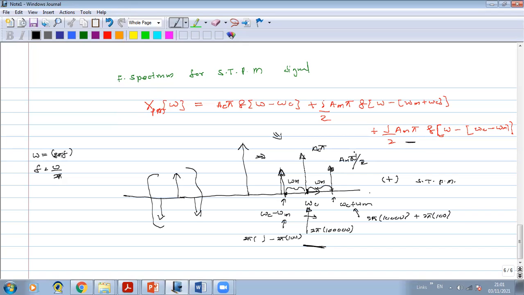Okay, I write it in omega, with respect to omega. This is the angular frequency, and this spectrum is also okay.